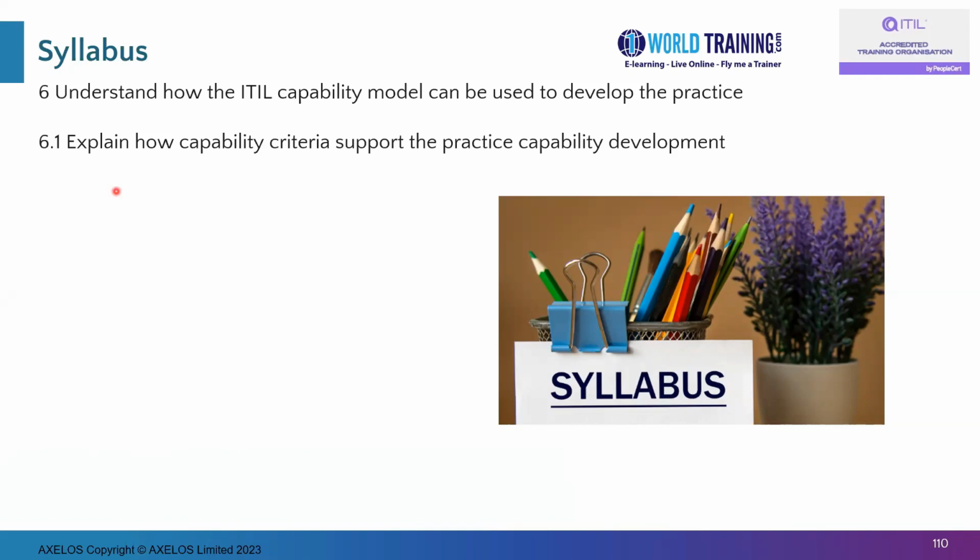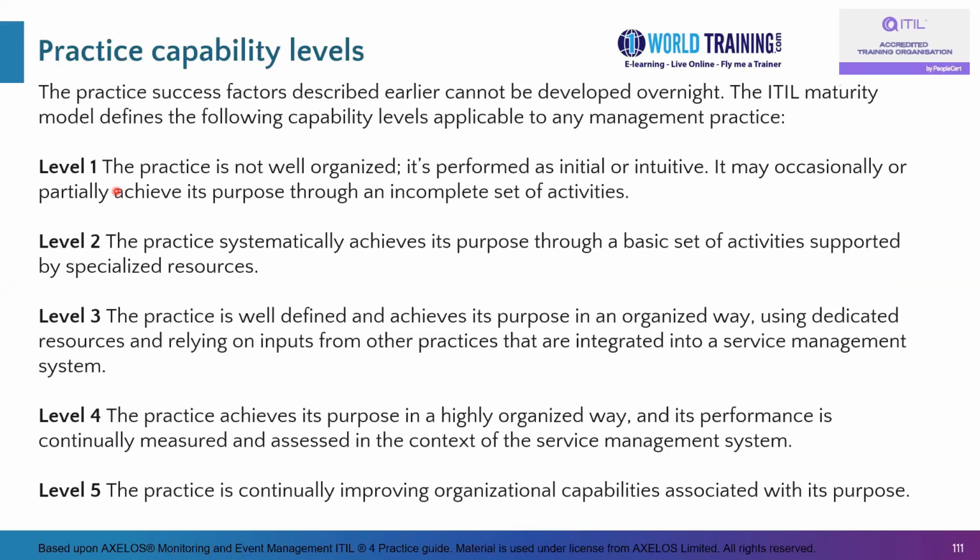We will particularly look at the capability criteria that define each of the 5 capability levels, or more relevant, the 4 capability levels, because the lowest level of capability is working in a non-mature manner. So the practice success factors that are available in each practice take time to develop. And the ITIL maturity model defines 5 levels of capability for each of these 34 ITIL practices. It begins from level 1, which is the lowest capability level, and level 5 is the highest.